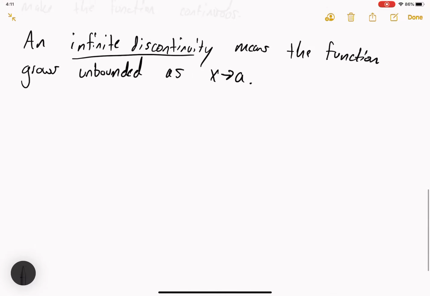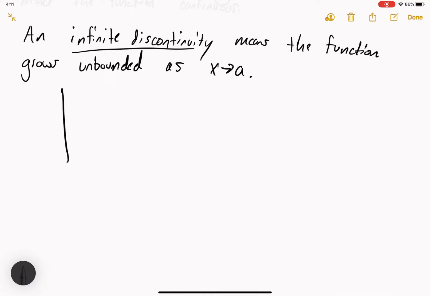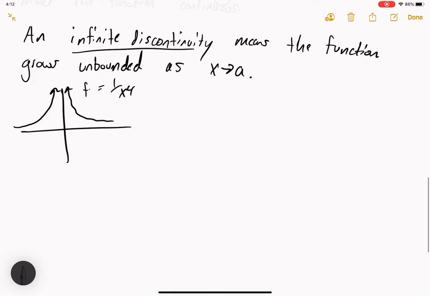So just a quick example of what this might look like is if we take this function right here, and this could be 1 over x to the 4th. Then as x goes to 0, we get that the function goes to infinity. I realize my line's a bit squiggly, but you guys will deal. So here, the limit as x goes to 0 of 1 over x to the 4th is equal to infinity. So this would be an infinite discontinuity at x equals 0.